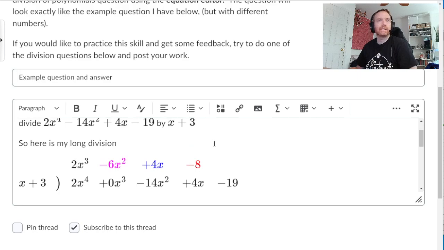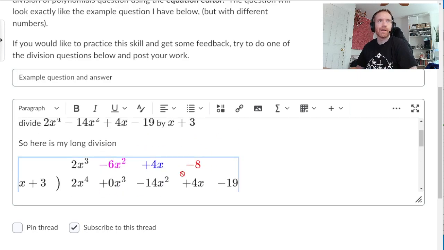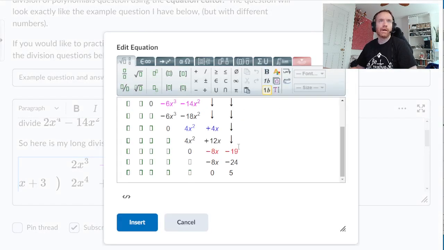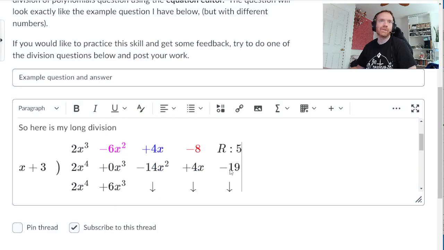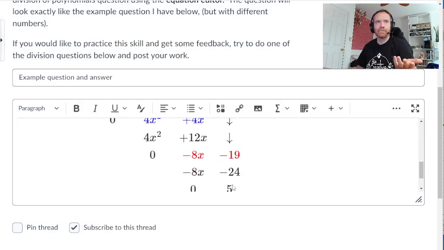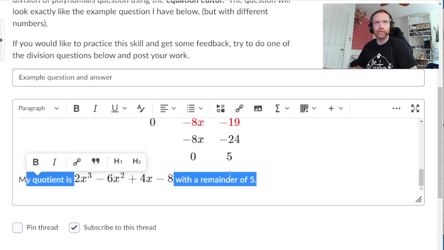Okay, so this is how I would expect you to do this. One last thing we could say here is if you end on this 5, we could go up here and say r colon 5, which makes it a little clearer that the remainder is there. Whatever. You can leave it at the bottom. You can put it at the top. It doesn't matter. Or you can just write out your answer at the end.